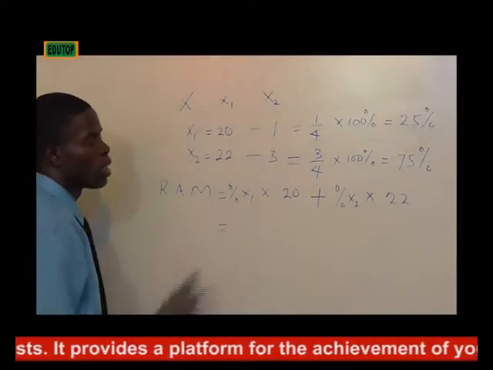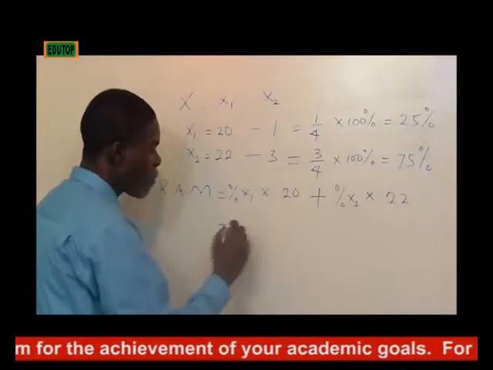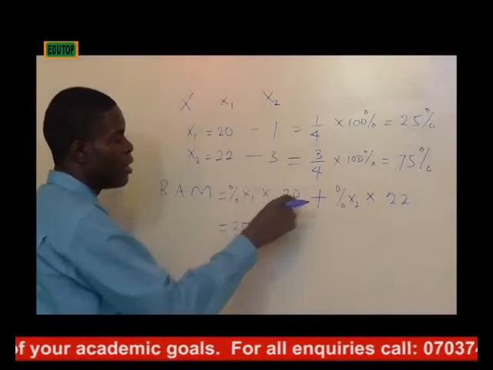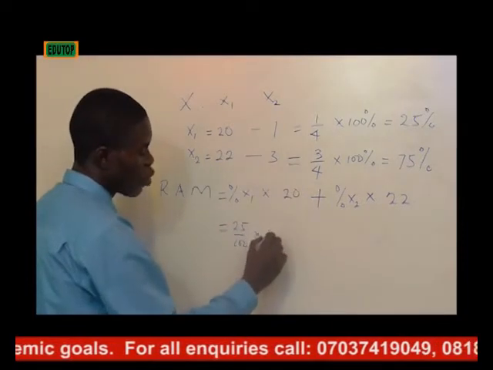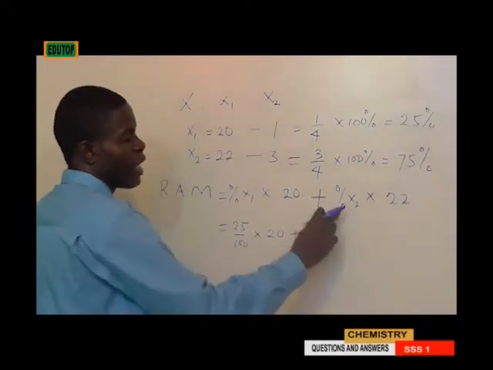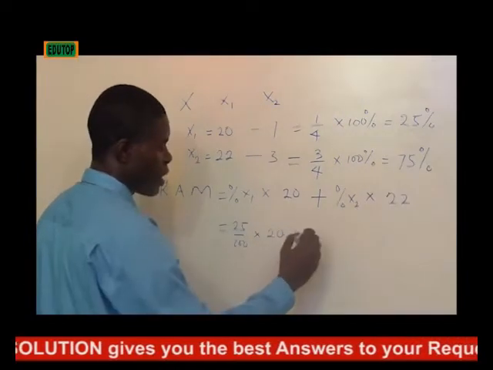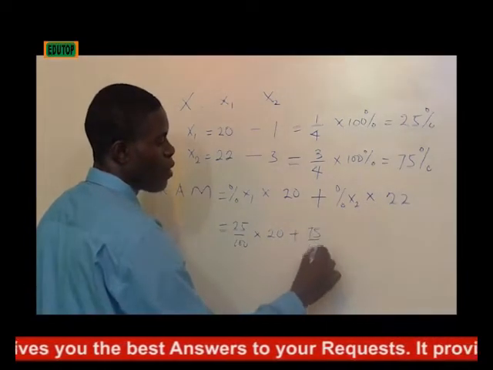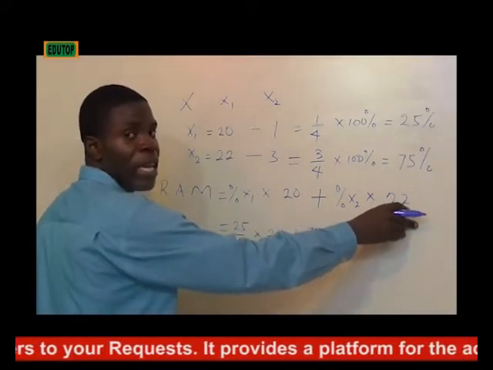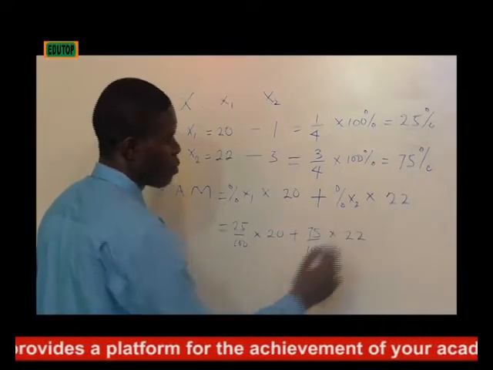Furthermore, the percentage of x1 from above is 25%, multiplied by the relative atomic mass, which is 20, plus the percentage of x2 from above, which is 75%, times the relative atomic mass of x2, which is 22.